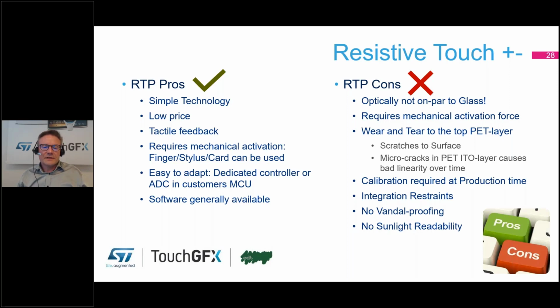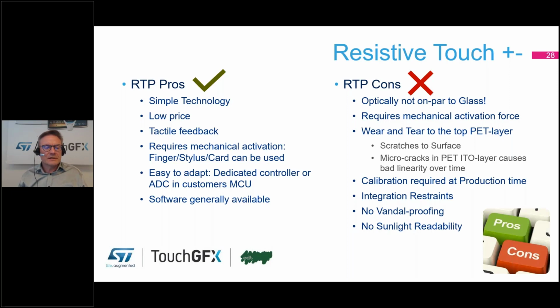But you still have the downside of a PET layer in front of the user, and PET, the polyester material, gets scratches on the surface with time. So we tend to see a lot of customers asking more and more for a glass type of touch surface. And obviously you cannot make a vandal-proof touchscreen with a resistive touch panel.